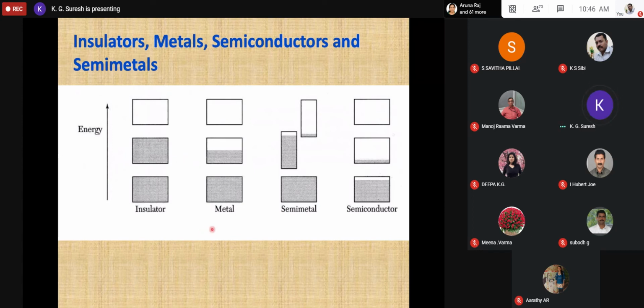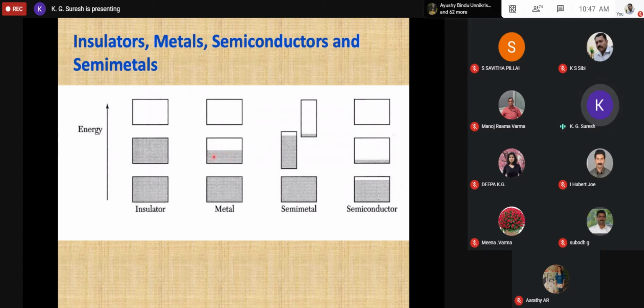On the other hand, metal, again, a usual wrong concept is that metals don't have an energy gap. That is not really true. Metals also have energy gaps, exactly the way the insulators have. But what is different is you have at least one band where there are some holes, in the sense that it is not completely filled like this.